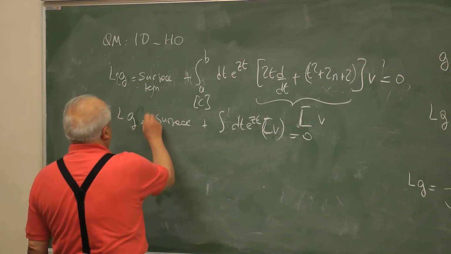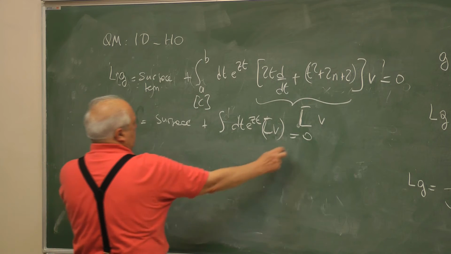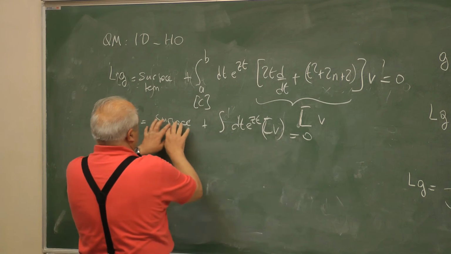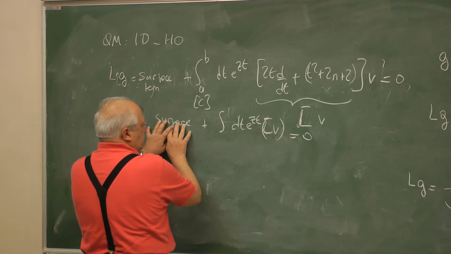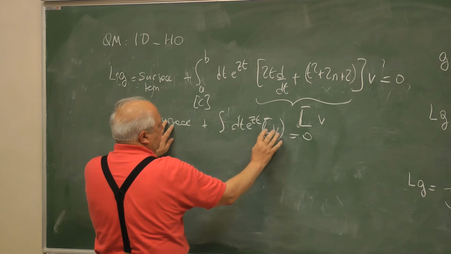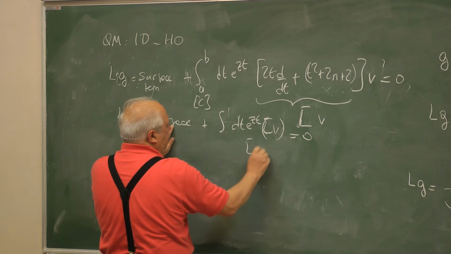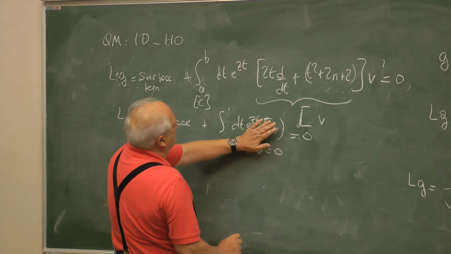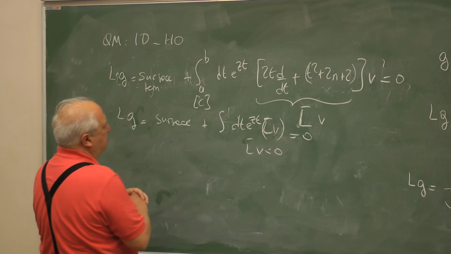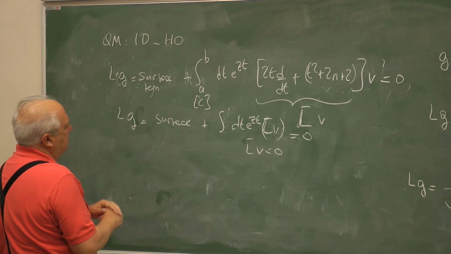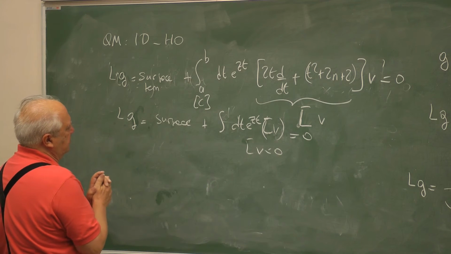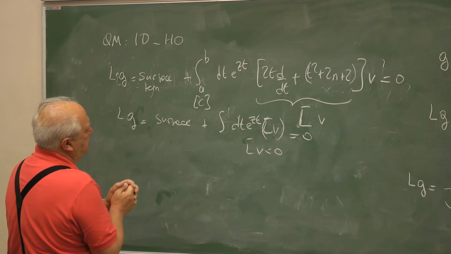This Lg is supposed to be 0, so this whole thing is 0. This we will try to make 0. And if v satisfies Lv equals 0, then this term is gone. So we have found the solution G as represented in the complex plane. So let us solve for v.